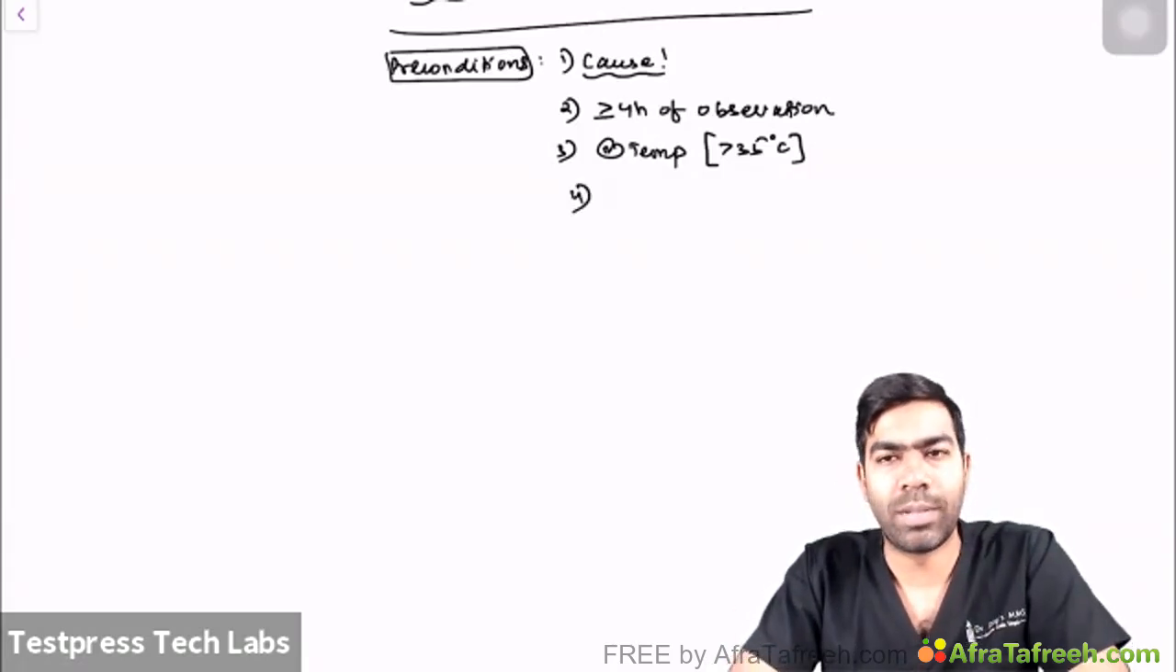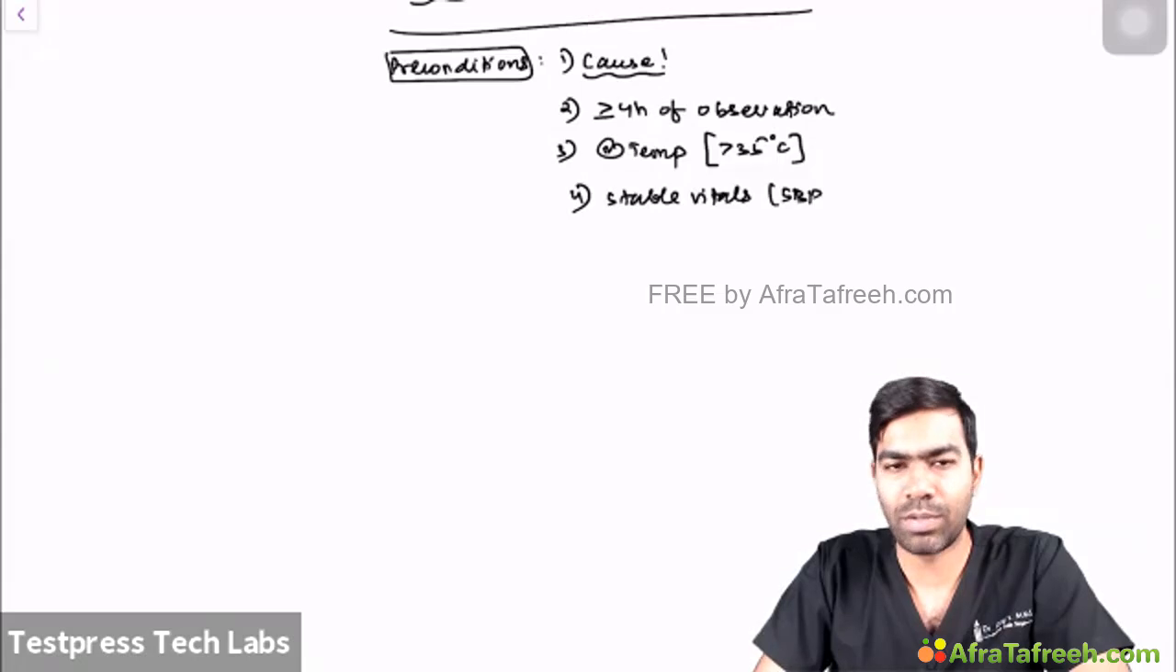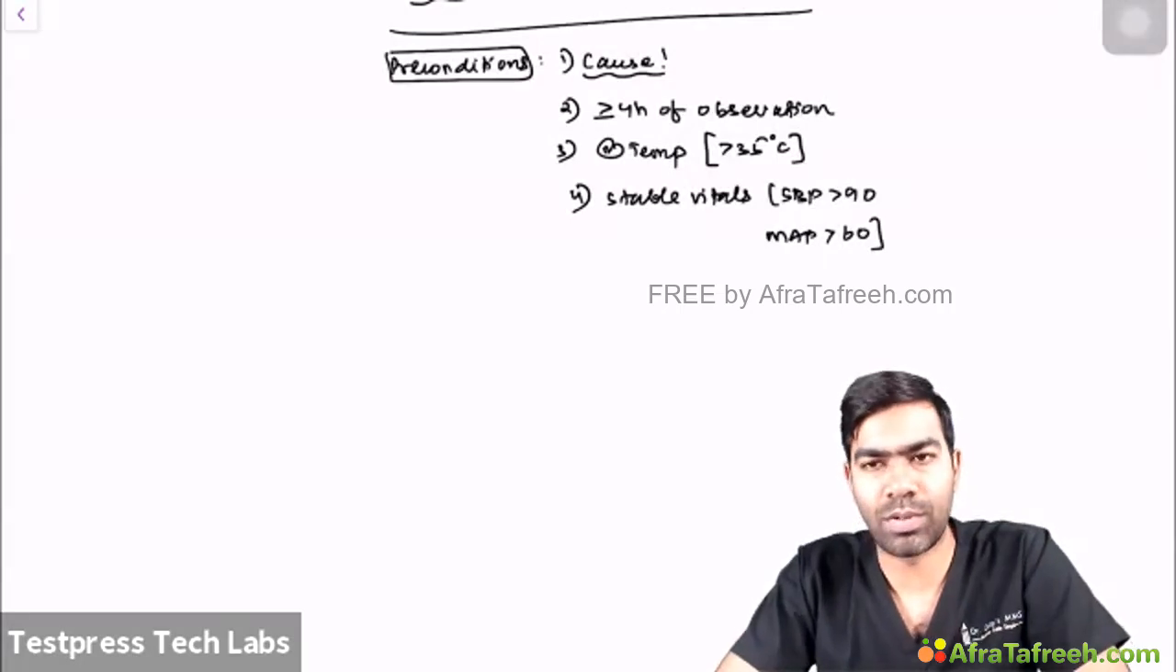Number 4, the patient should have stable vitals. The patient should not have unstable vitals, which means at least the systolic blood pressure should be more than 90 and the mean arterial pressure should be more than 60, maybe with support or without support. Otherwise the whole point will be lost.